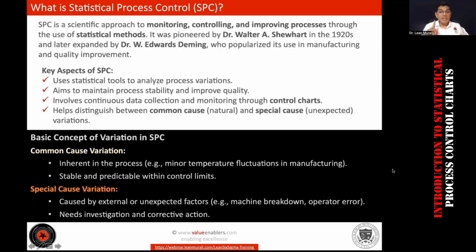Okay, stability does not mean capability. Please write it down: stability does not mean capability. If only common causes are present, the process will be stable.